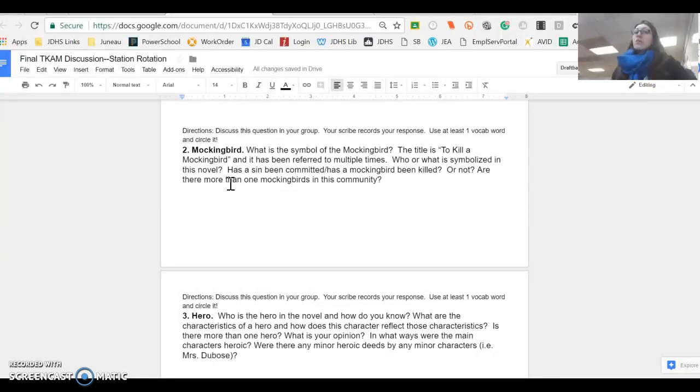And are there more than one mockingbirds in this community? So what do you think about this title, and how is it symbolic to what's going on in the novel? And if it is symbolic, who does it symbolize? Press pause and discuss number 2, please.